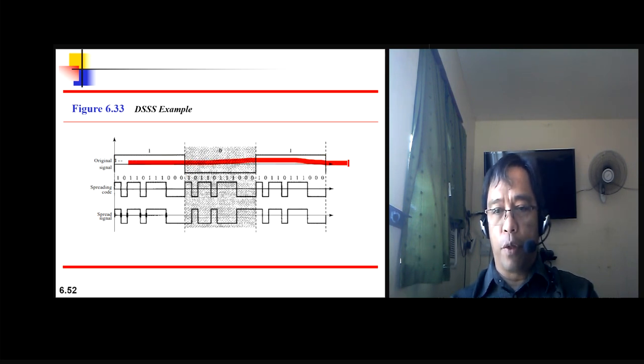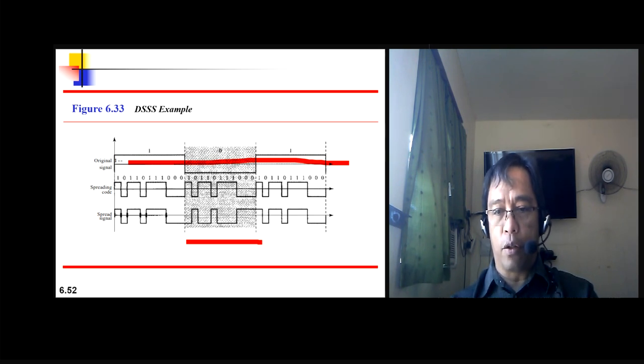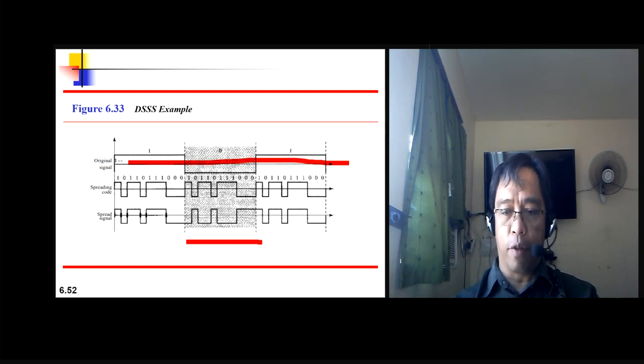And therefore, the spreading code is 11 chips having the pattern of 10110111000. In this graph, the shaded graph shows the chips within the bits. The spread signal can provide privacy if the intruder does not know the code. It also provides immunity against interference if each station uses a different code.